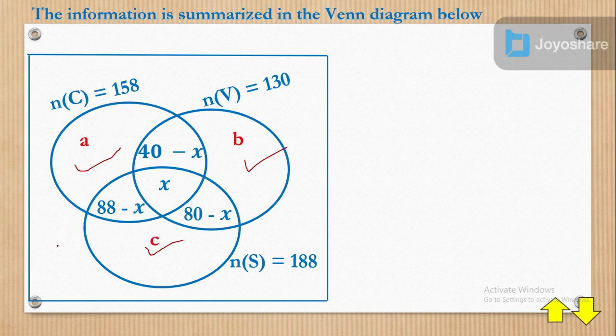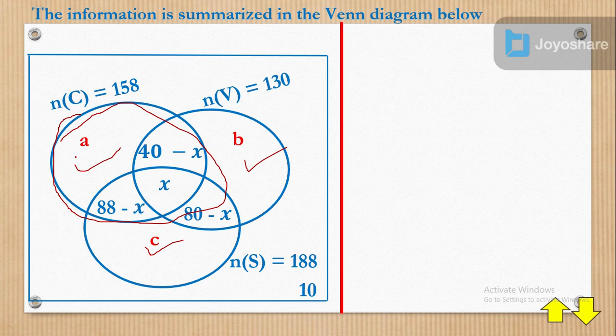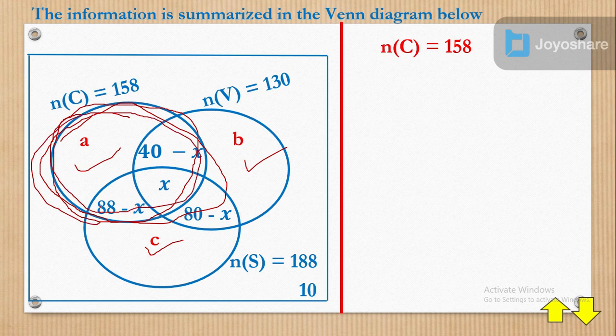Now we want to see how to get letter A. Where is letter A? Letter A is in set C. Let's go and see that. This 10 is also there down. Using the total number in C, the number in C is this whole circle here. We want to get the value of A, the unknown. How shall we do it? A plus that plus that plus that equals 158. That's the method I'm using, please.